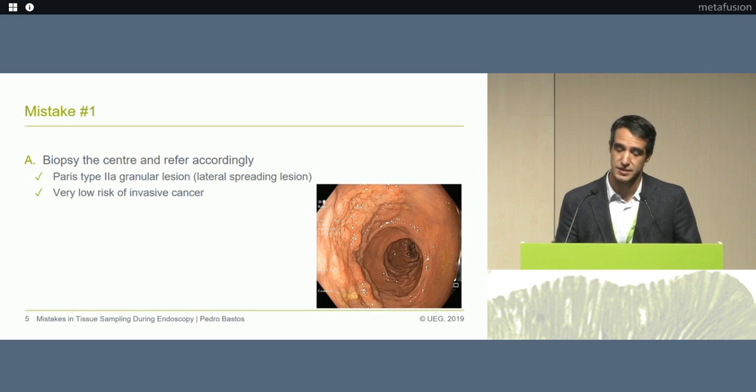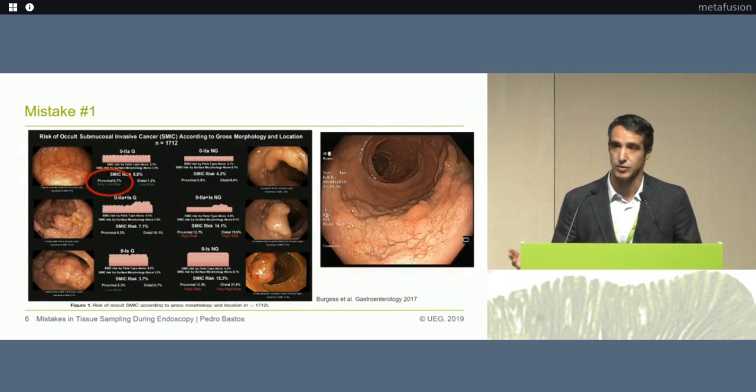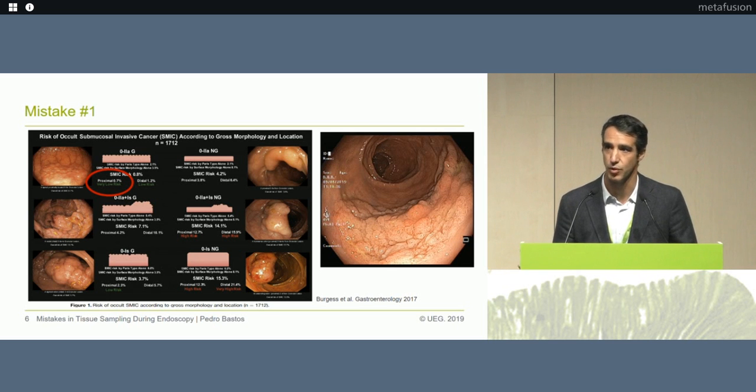So if we don't see this, these kinds of lesions have a very low risk of invasive cancer, as has been demonstrated by the largest series of colonic EMRs, published by the Michael Burt group. And we see that in this particular kind of lesion, if located in the proximal colon, the risk of invasive cancer is below 1%. So the likelihood that a biopsy would change the management of this patient would be very slim. And so there's no point in doing it.